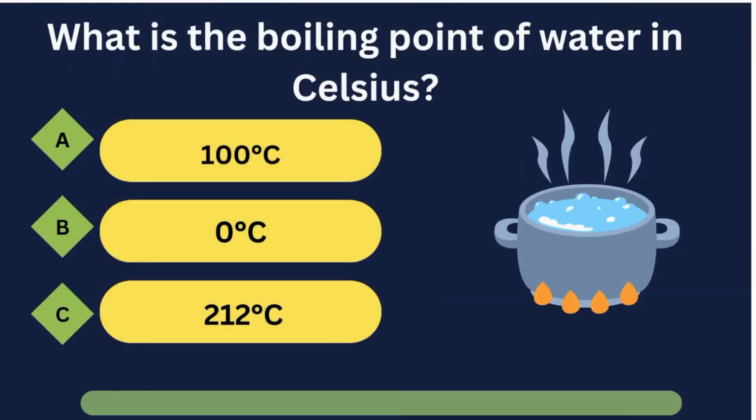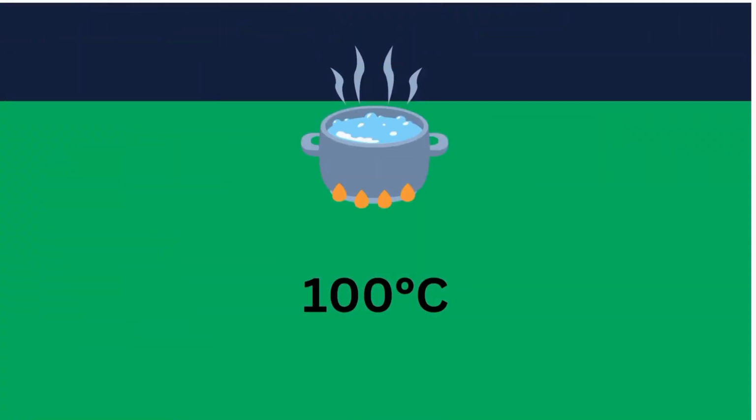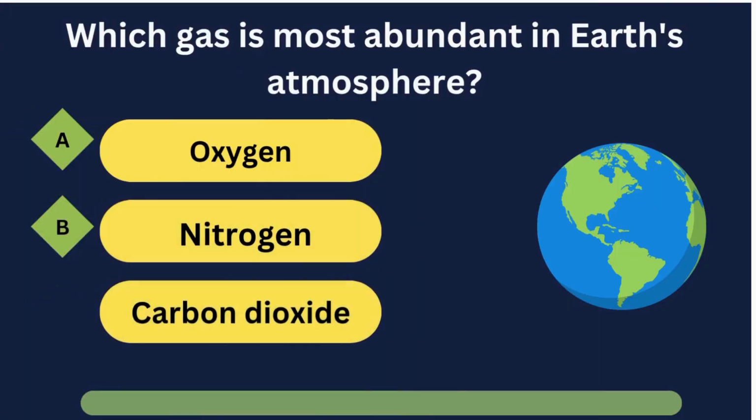What is the boiling point of water in Celsius? Which metal is liquid at room temperature? Iron, 0 degrees, mercury, aluminum, 212 degrees Celsius. Which part of the brain controls breathing and heartbeat? What gas is most abundant in Earth's atmosphere? Cerebrum, medulla, oxygen, nitrogen, cerebellum, carbon dioxide.